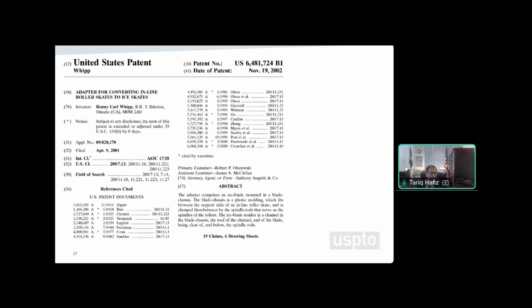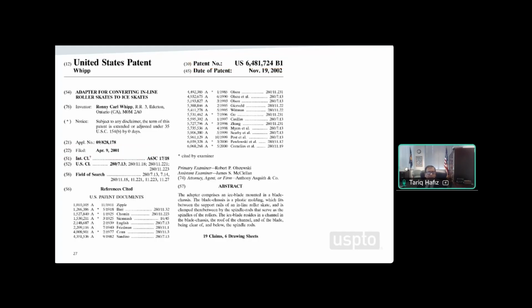And another thing you can tell from this is if there was an attorney. So you have an attorney and agent right here. Sometimes we don't have that, then you know the applicant filed it on their own and they were pro se. All right, let's see. This is the filing date.